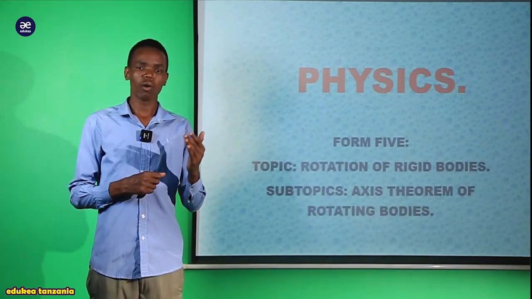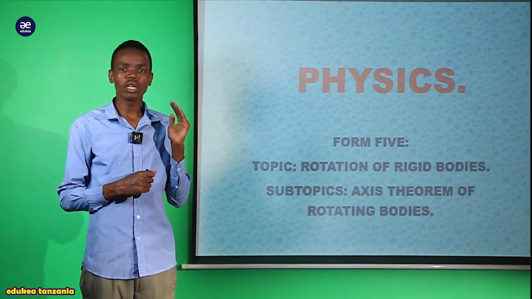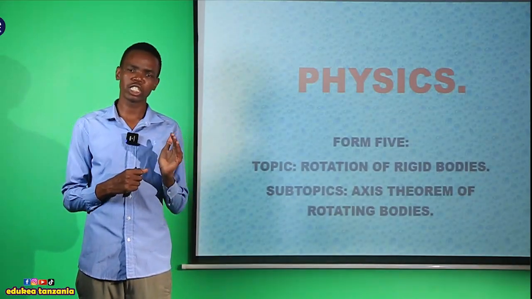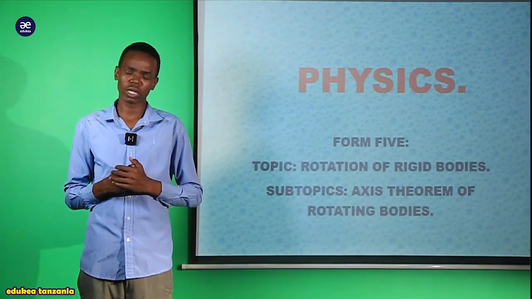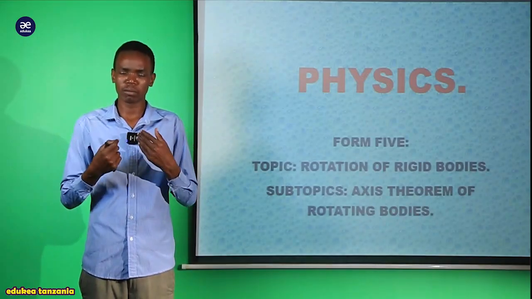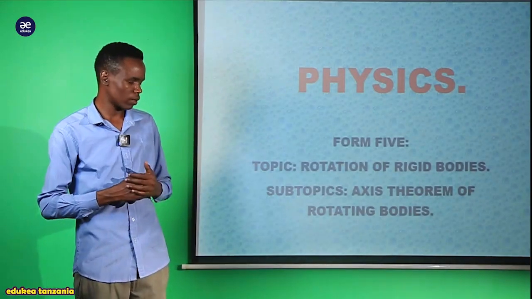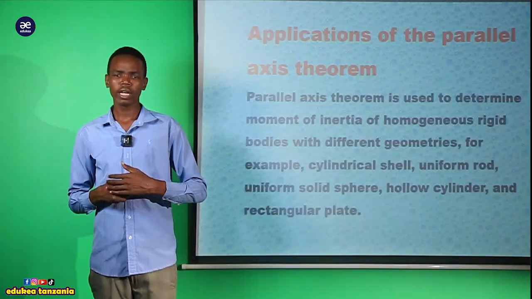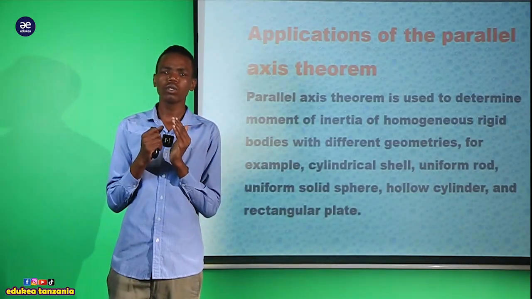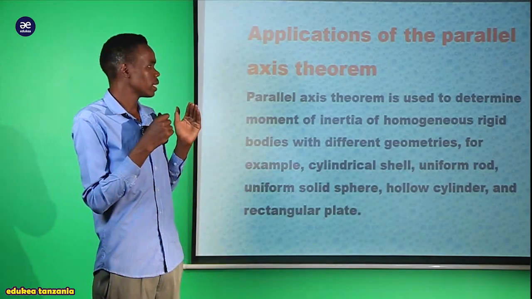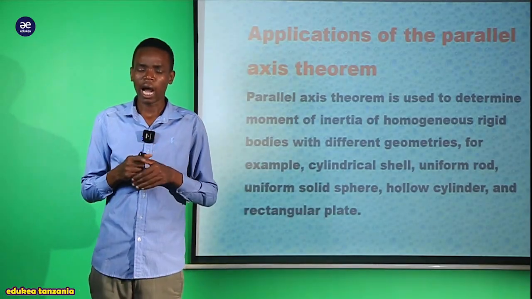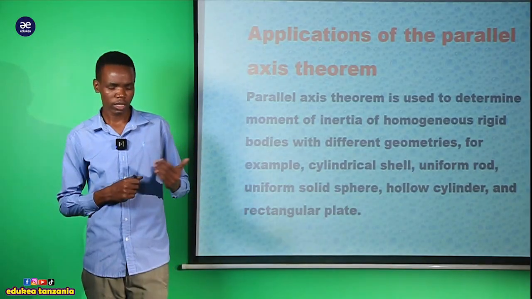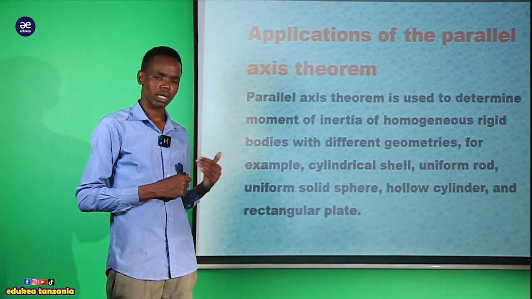After that, we looked at how we can derive that formula, how we can prove that the moment of inertia must be equal to the moment of inertia through the center plus the mass times the square distance. This is what we tried to see on our last session. So in today's discussion, we are going to see how this theorem can be applied and where it is applicable.